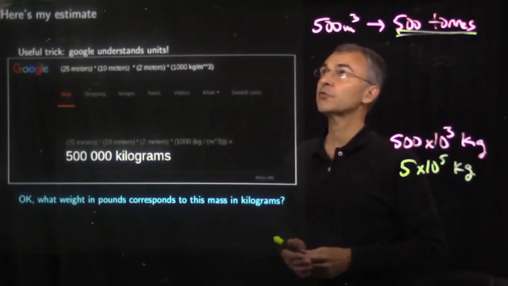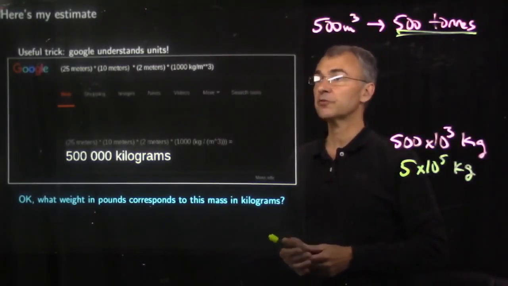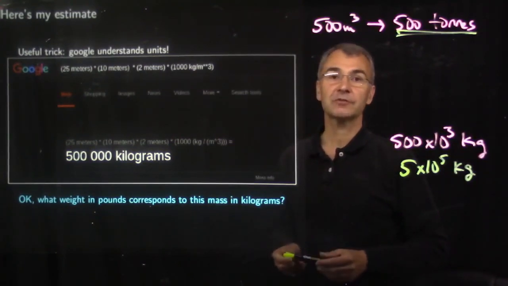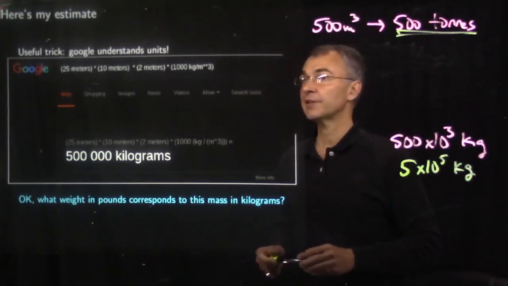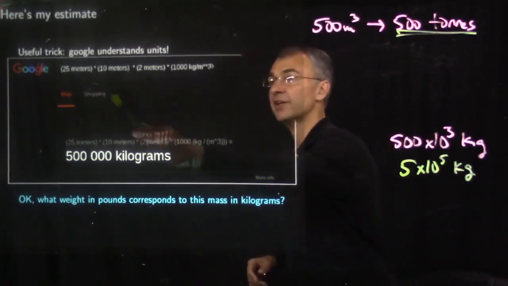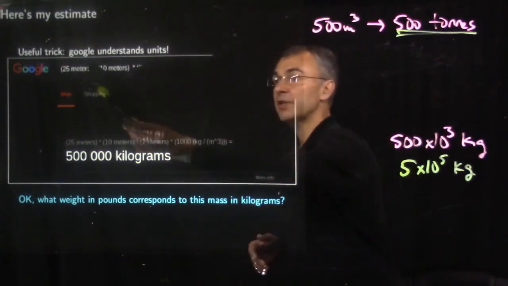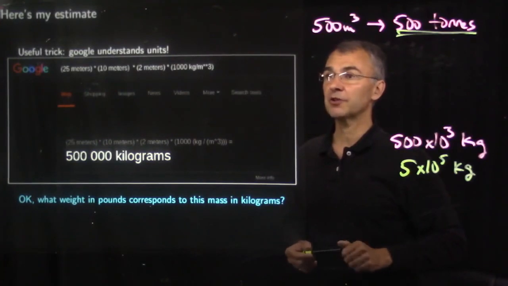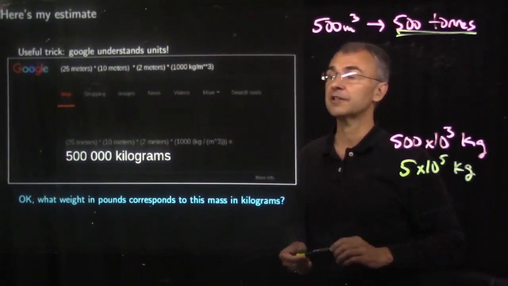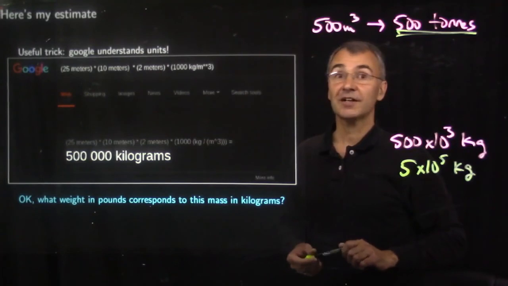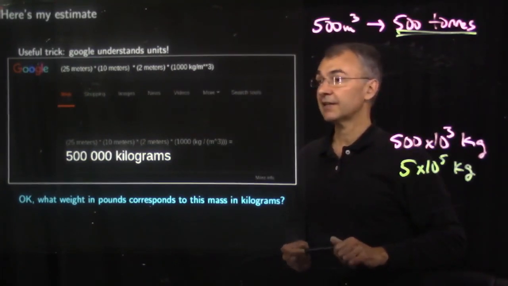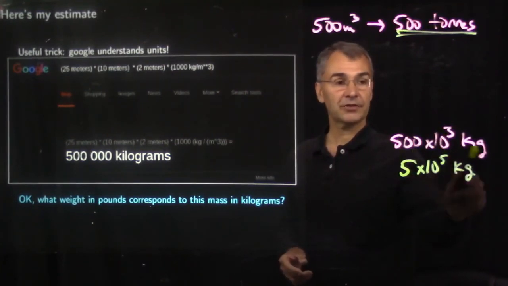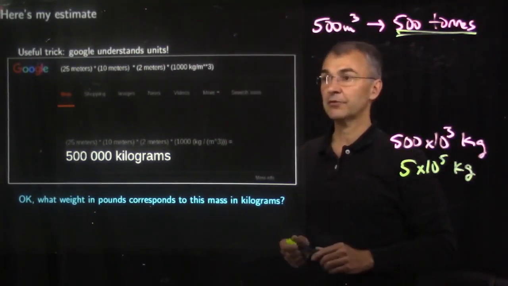By the way, one useful trick to know is that your preferred search engine, for example Google, probably knows how to do unit conversions for you. For instance, I can say 25 meters times 10 meters times 2 meters times 1,000 kilograms per cubic meter, which is the way you write the density of water in SI units. And Google says that's 500,000 kilograms. So that was useful.